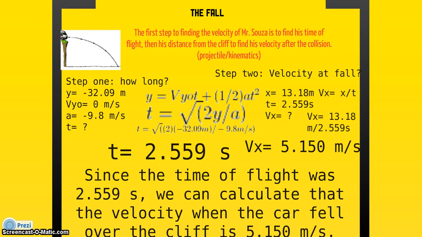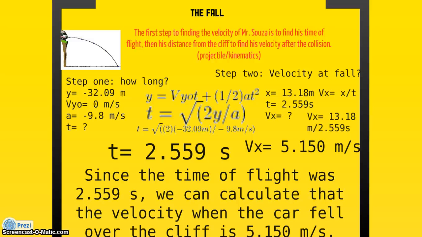So, the first step to solving whether or not Mr. Souza was speeding was to calculate his time of flight in the fall from the cliff to the ground. So, we would use kinematic equation number 2, which is y equals vy naught t plus 1/2 a t squared. And we can eliminate vy naught t because initial vertical velocity was 0. So solve for t: time equals the square root of 2y over a. So when you plug in all the numbers as shown, you get time to come out to be 2.559 seconds.